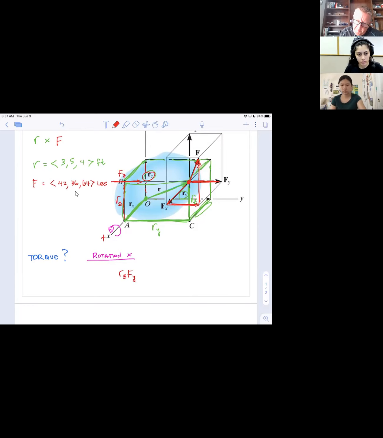And that is actually, because of the length of this arrow, causing rotation in this direction. Would you agree with that? Yeah. Can you see that? Yeah, I could see that. Cool.